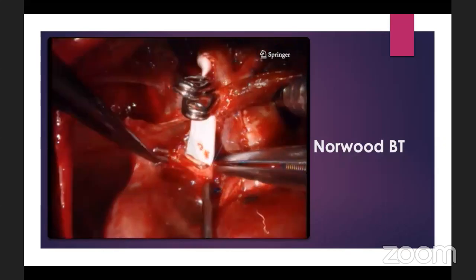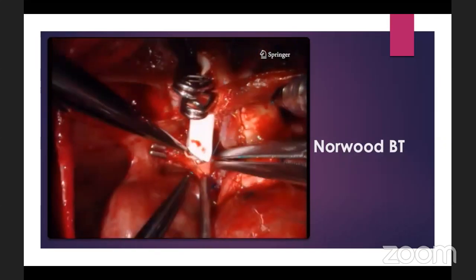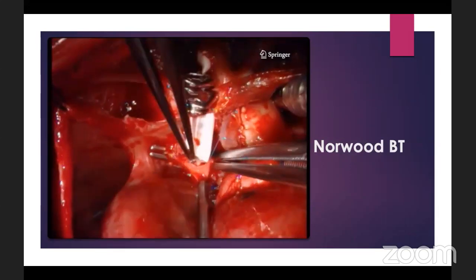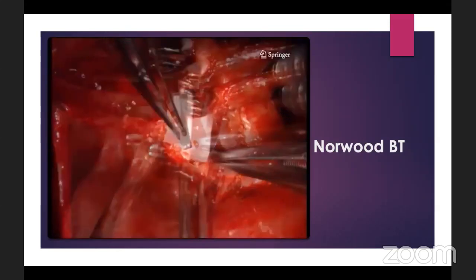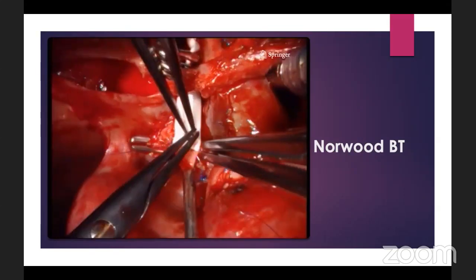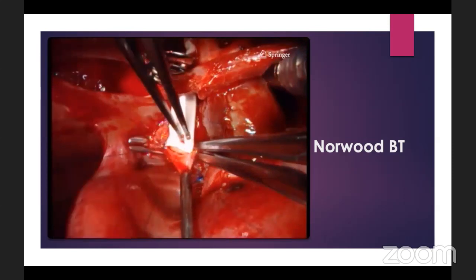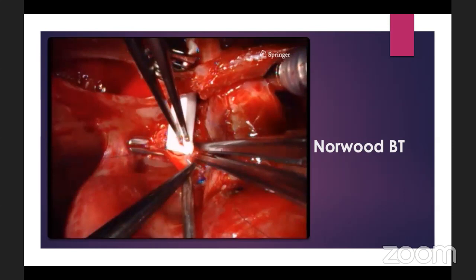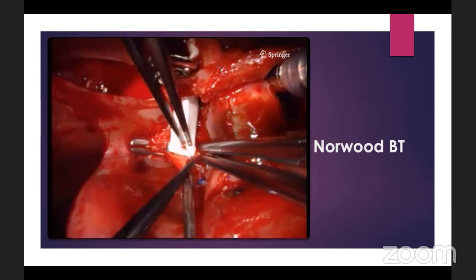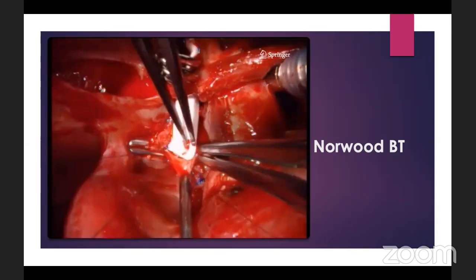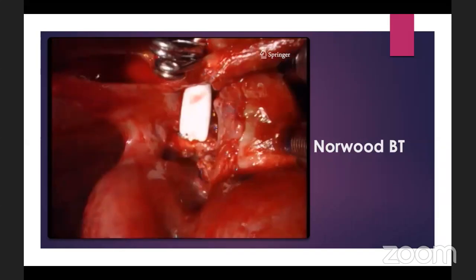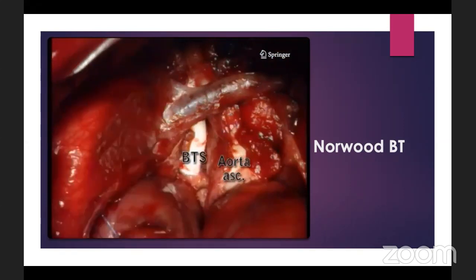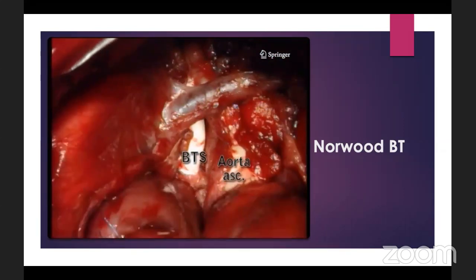Once that is done, the aortic cannula is shifted now to the neo-aorta, and the shunt is shortened and anastomosed to the RPA for the BT shunt component of the procedure. And that's the Norwood BT operation.